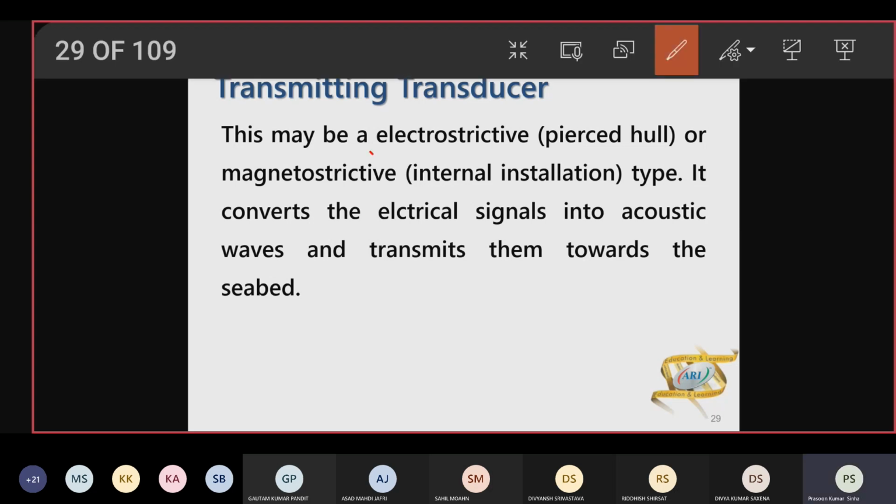We are seeing that the transducer can be electrostrictive type or magnetostrictive type. These are the two types of transducers used with echo sounder, may also be used with Doppler log, because both are transmitting signals downwards. Doppler log at an angle, echo sounder vertically downwards. So next chapter is going to be the types of transducers, the electrostrictive and magnetostrictive transducers.